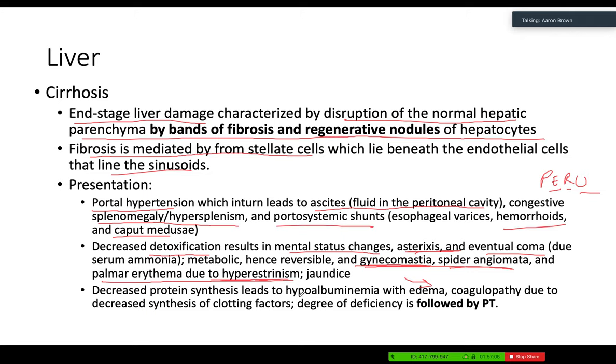Decreased protein synthesis is going to lead to hypoalbuminemia, with edema, and coagulopathy due to decreased synthesis of clotting factors. And we can follow the PT to see how severe that's becoming.